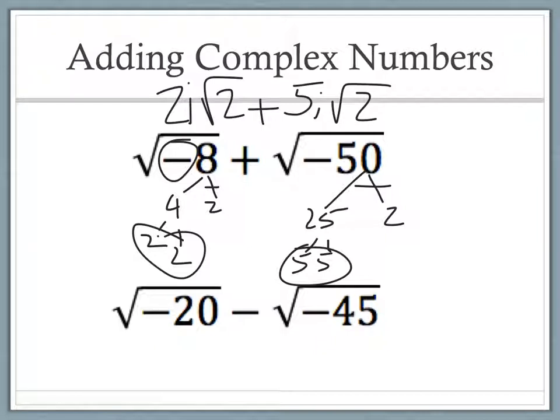Now see how they're matching? They both have i square root 2's. Now I can combine those. They're kind of like terms. So I'm going to have 7i square root 2.